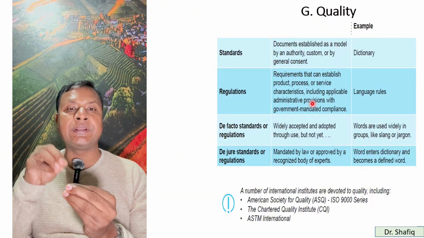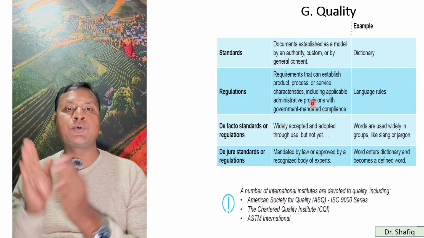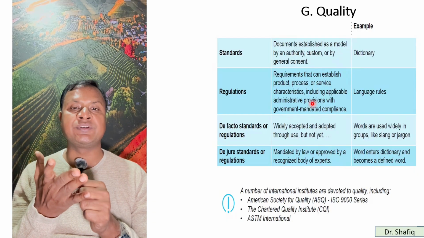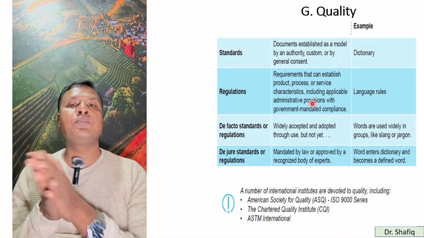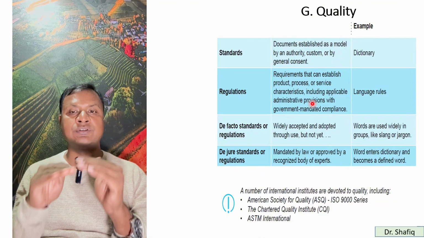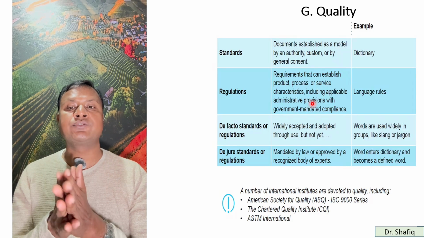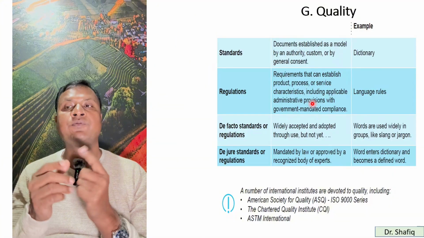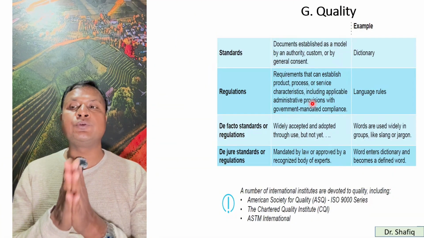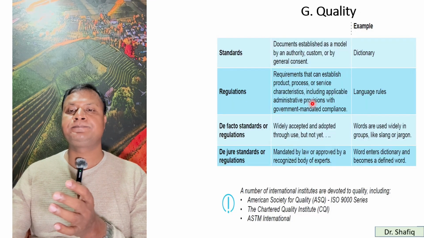You have to follow the regulations of the industry, of the government, the world protocols, for example, environment regulations, industry regulations, tax policies, and many more. You have to follow them. And there are some de facto standards or regulations in the industry for the product or services. There are some de jure standards or regulations. So you have to follow the dictionary, language rules. Words are used widely in groups like slang or jargons. You have to follow that.